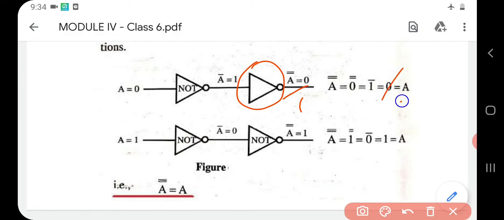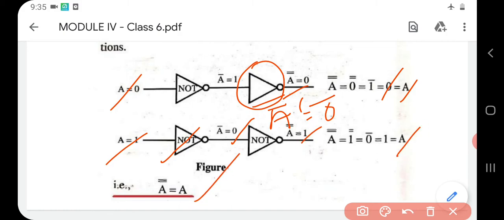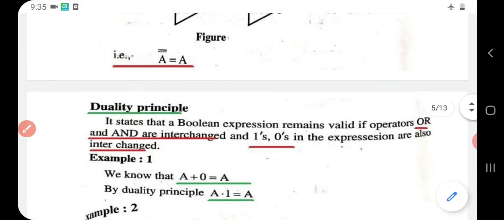So again we got the input back as A. Now A is given as 1, and when it goes through the NOT gate it becomes A bar, that is 1 bar, which is 0. And again this goes through a NOT gate, so A bar gets barred again, and 0 barred will be 1. So A bar the whole bar is equal to A.